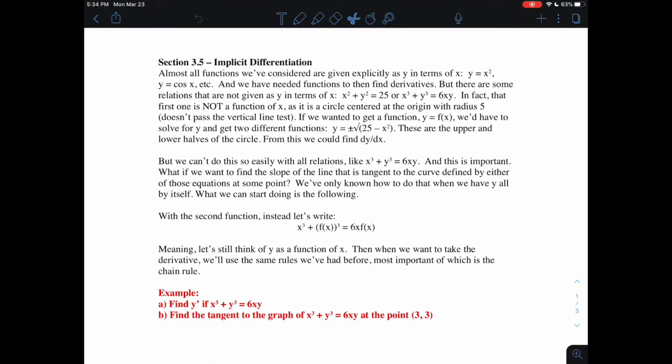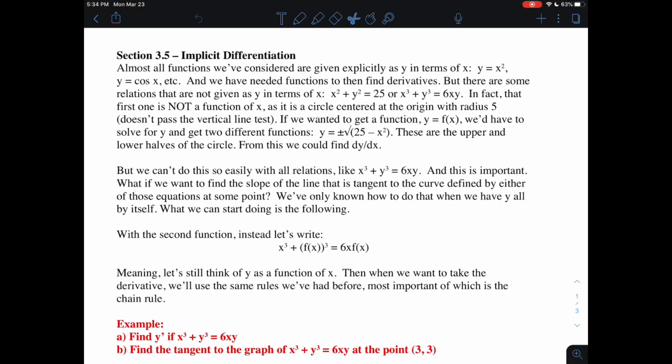Section 3.5, Implicit Differentiation. This is going to use the chain rule that we just learned to essentially start getting some derivatives of equations that aren't even functions. So almost all functions that we've considered are given explicitly as y in terms of x. So things like y equals x squared or y equals cosine x, etc. And we've needed things to be in that sort of function notation to then find derivatives.